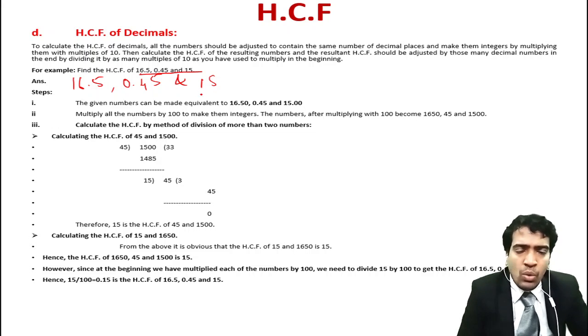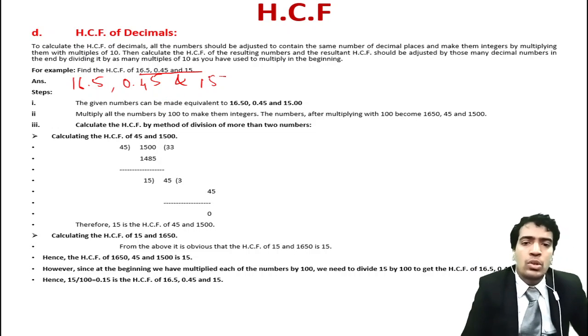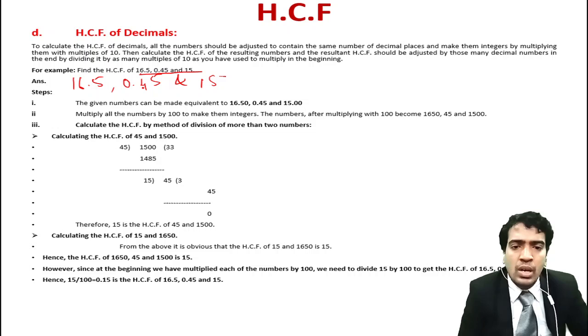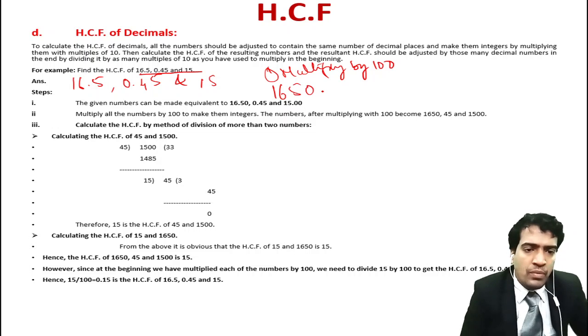Let us multiply these with a suitable power of 10 in order to make them whole numbers. Each of these numbers should be multiplied by the very same power of 10. Here we want to eliminate the decimals. Because if I want to eliminate the decimals in 0.45 and make it a whole number, I have to multiply this by 100. So I have to multiply this also by 100 and this also by 100. So when I multiply, the first step is multiply by 100. So these numbers will be 1650, 45 and 1500.